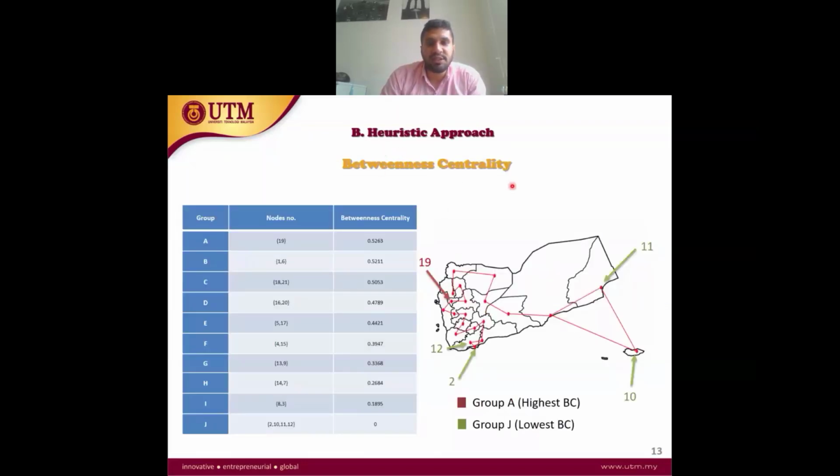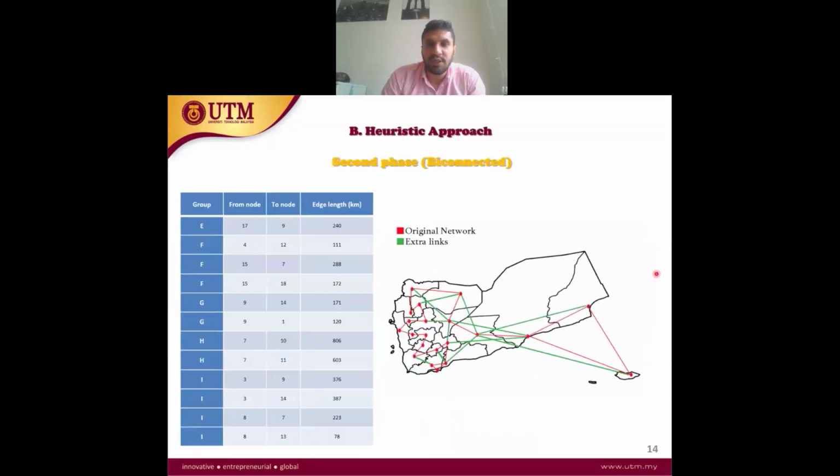Here we will see the betweenness centrality for each node. We will see here node number 19, group A, has the highest value for betweenness centrality, and these nodes have the lowest betweenness centrality with 0 value because they are on the edge, and this one is in the center of the network. This is the bi-connected, our bi-connected.